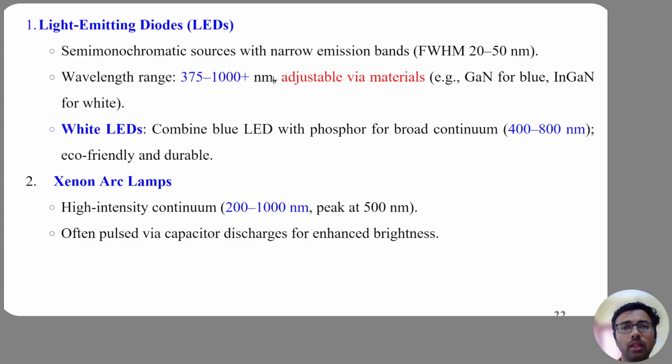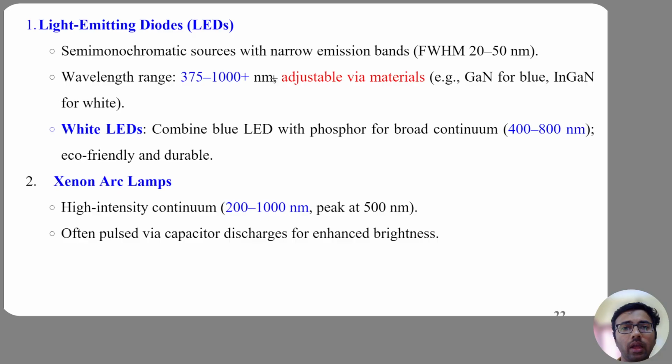Finally, we consider xenon arc lamps. These are extremely powerful sources. They produce a strong continuum from 200 to 1000 nanometers. Peak intensity occurs near 500 nanometers. Because they consume large power and generate intense heat, they are often operated in pulse mode. Capacitor discharges create short, high brightness flashes. This achieves high intensity without overheating the system. Xenon lamps are especially useful in fluorescence spectroscopy and fast time resolved measurements.